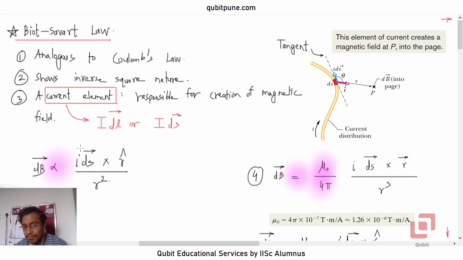So it's I into ds. Yeah, that is scalar multiplication, multiplying a vector by a scalar, just like m a bar is force.